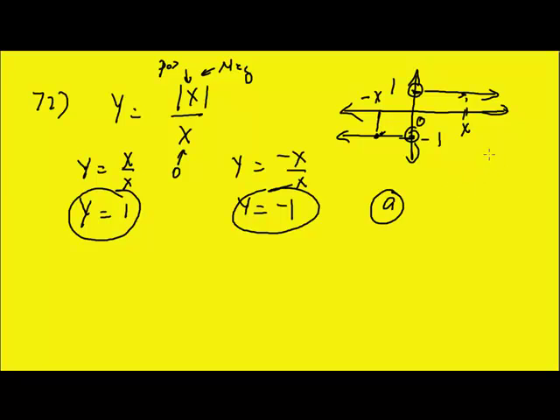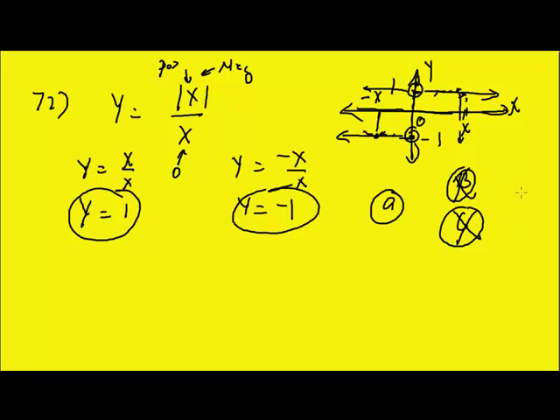Is it symmetrical to the x-axis? That means when I fold on the x-axis, there's my x-axis, there's my y-axis, when I fold right there, will all these points fall on top of these? No, they'll fall right here, underneath, so B is no. Okay, C, is it symmetric to the y-axis? When I fold on the y-axis, will this fall on top of that? No, it'll fall over here to the left. So C is no.